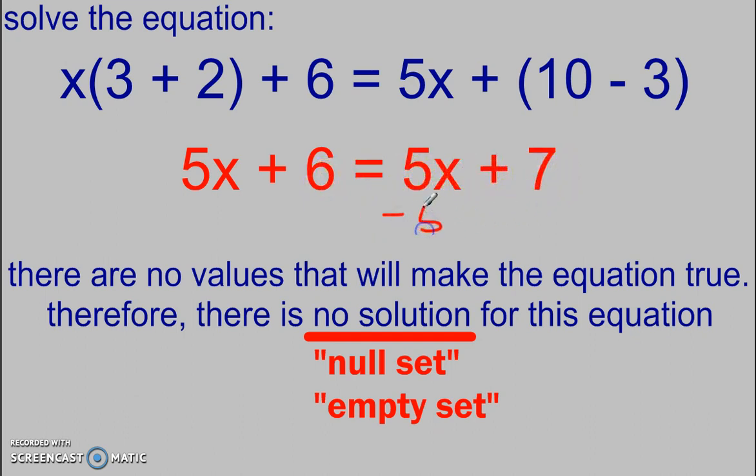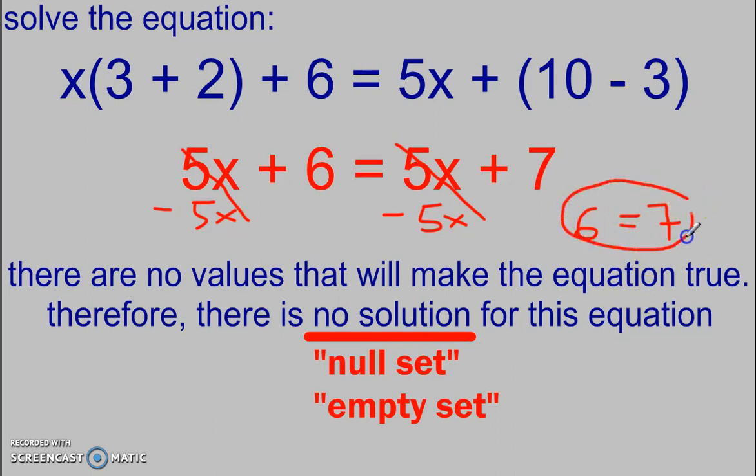If I want to move the variable to the other side, I'd have to do that by subtracting. This would cancel out, this would also cancel out, and I'd get an expression that says 6 equals 7. And we know that's not true. So sometimes there is no solution. We call this a null set, symbolized by a 0 crossed out, or an empty set. We've got the braces with nothing in them.